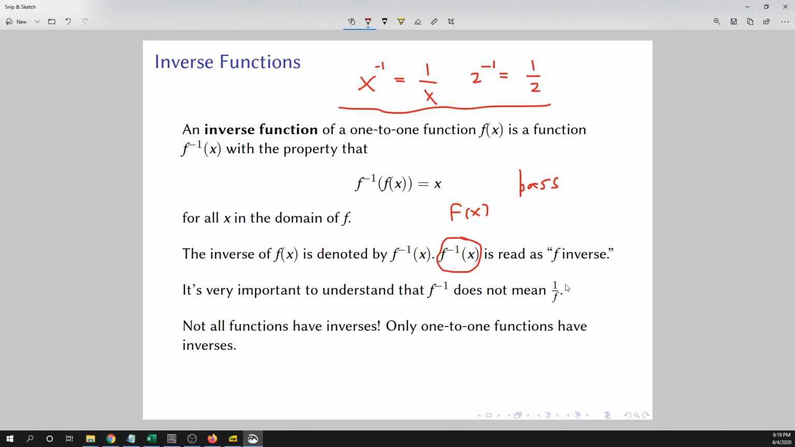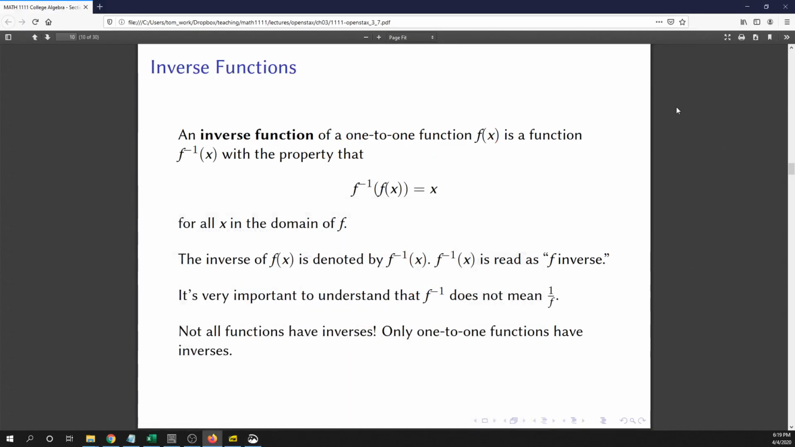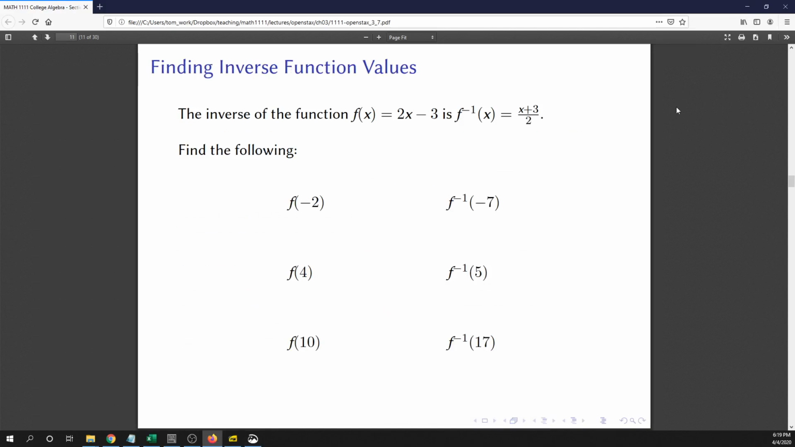An important point here also is that not all functions have inverses. Only one-to-one functions have inverses. That's why we went back and reviewed a little bit about one-to-one functions. So again, not every function has an inverse. Only one-to-one functions do. That's some of the background. Now let's look at a specific example.